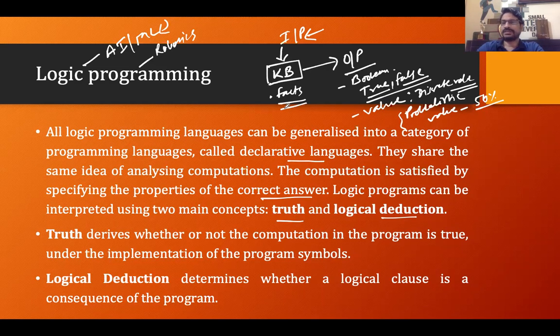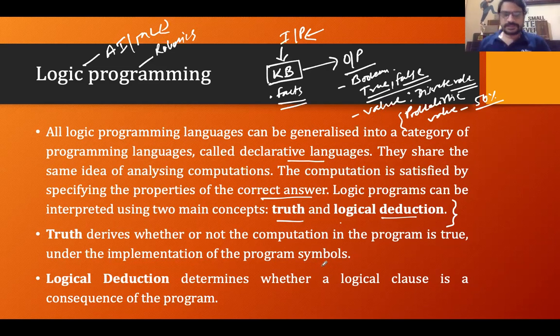So the doctor will recommend a test based on my symptoms. And based on the symptoms and all his knowledge base, he will come to a conclusion. That is called logical deduction. It means the system will give me the result based on deduction from my knowledge base. And truth is also all based on my knowledge base, but the value is true or false. So the truth derives whether or not the computation in the program is true under the implementation of the program. So we have some knowledge base, we have some previous facts, and based on that, it will find out whether the program is giving me a true output or a false output.